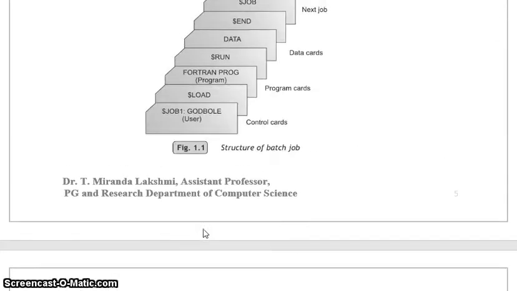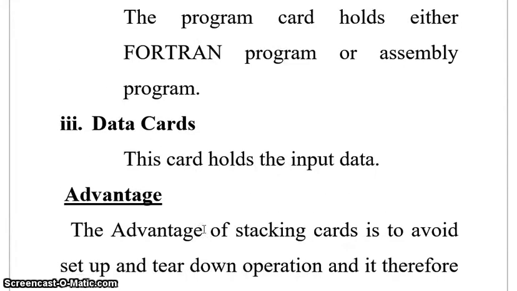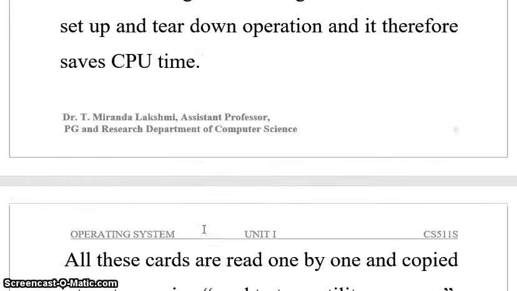Here we are going to see this diagram. In this diagram, it represents the control cards, program cards and data cards. In the control cards, we have the programmer name and we load it. In the program cards, we have the Fortran program and we run it and give the data. And the first job has been completed. The next job is kept in the batch. The advantage of stacking cards is to avoid the setup and teardown operation, because the operators were very busy with the setup and teardown operation, and it therefore saves CPU time.